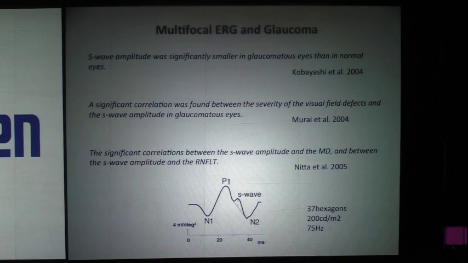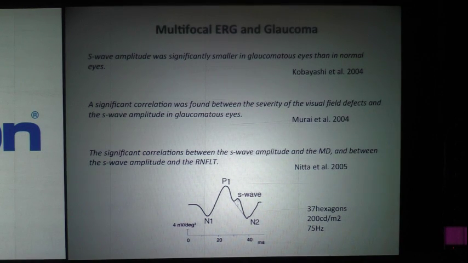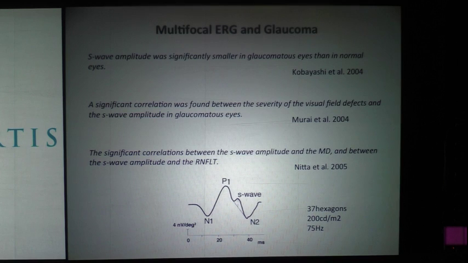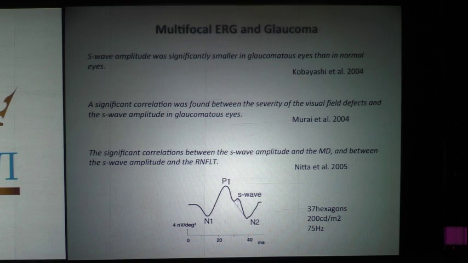Other researchers reported about the S-wave, which is a small positive wave that is present on the descending limb of P1 when the multifocal ERG is recorded at 75 Hz frequency. They reported a significant correlation between the S-wave amplitude, the mean deviation of the Humphrey field analyzer, and the retinal nerve fiber layer thickness. These results suggest that the S-wave is related to the neural activity of retinal ganglion cells or their axons. However, correlations of not each local response, but the average of the whole response were investigated in these papers, despite using multifocal ERGs.